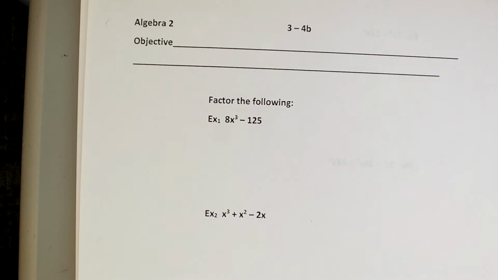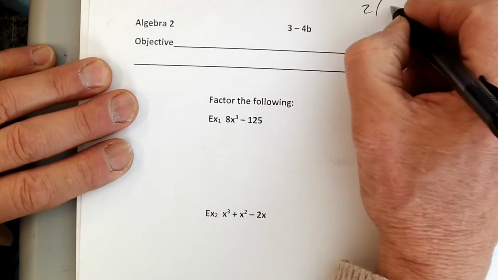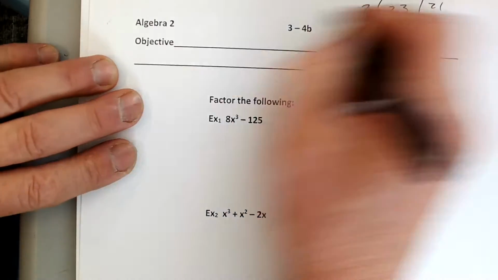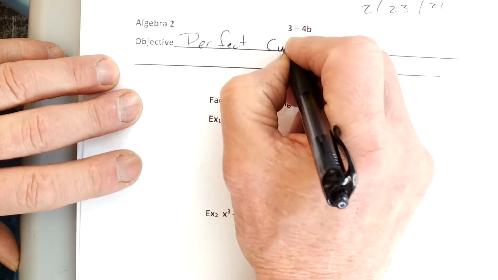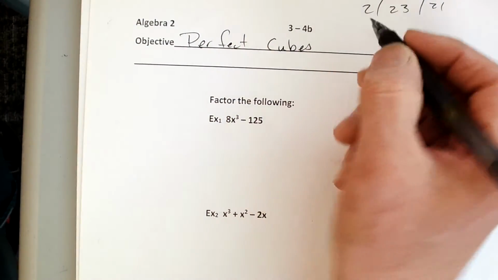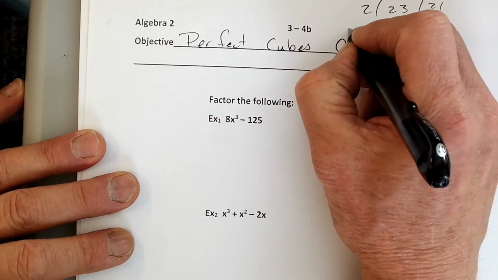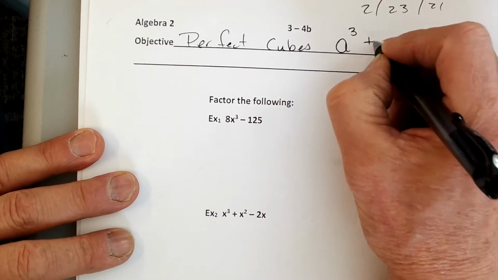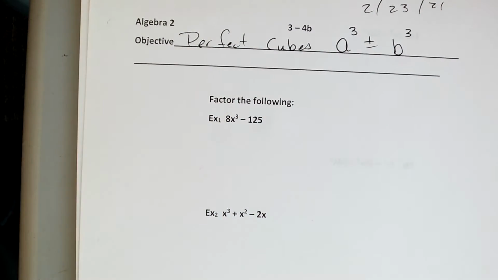All right, so first of all, before we do anything, we're going to talk about what we call perfect cubes. Okay, write this down. Today's date. Perfect cubes, okay? So we're looking at some number a cubed plus or minus b cubed, okay? That's what we want to do today, is look at those kind of problems, okay?